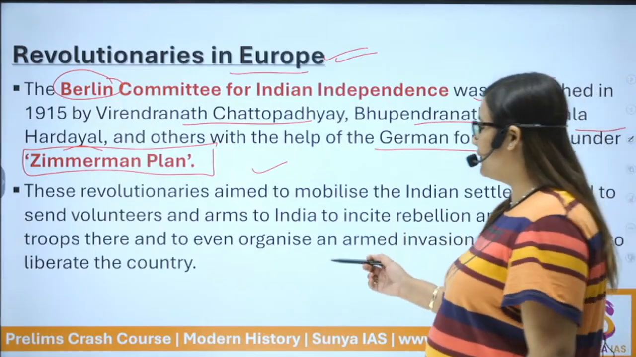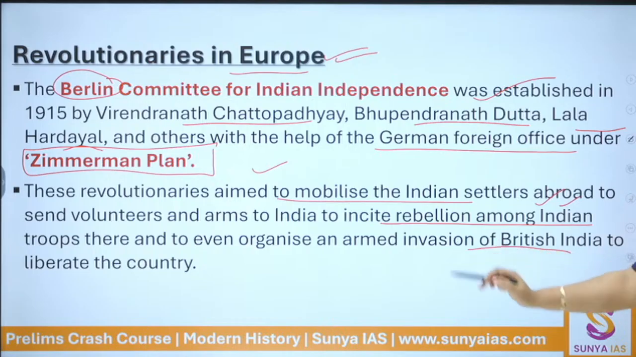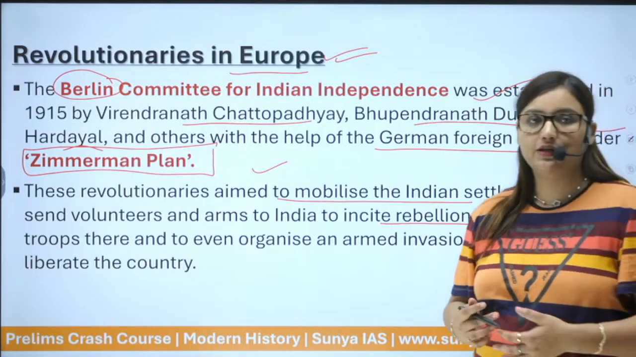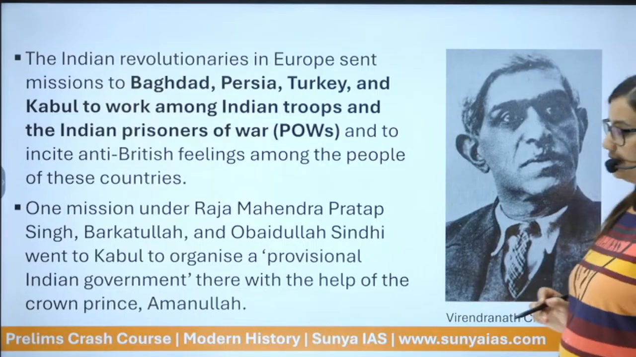Now, these revolutionaries aimed to mobilize the Indian settlers abroad to send volunteers and arms to India to incite a rebellion. They organized this armed invasion, but it failed because, if you remember, Bagha Jatin was captured, and it was a very big failure that due to treachery they were not able to achieve something great. Fine. So they aimed to mobilize the Indian settlers abroad. They sent volunteers also. They had a plan to start some rebellion among Indian troops, but it was not that helpful.